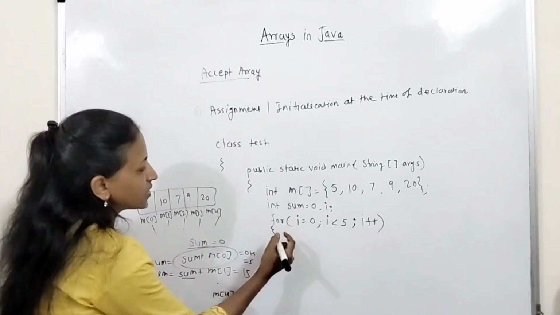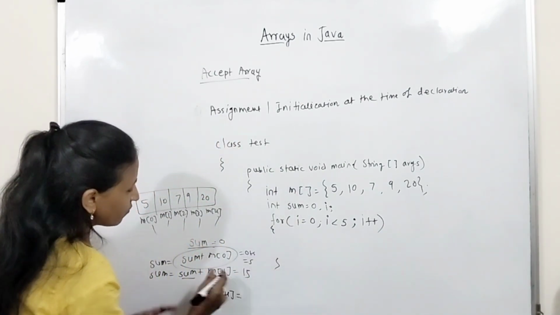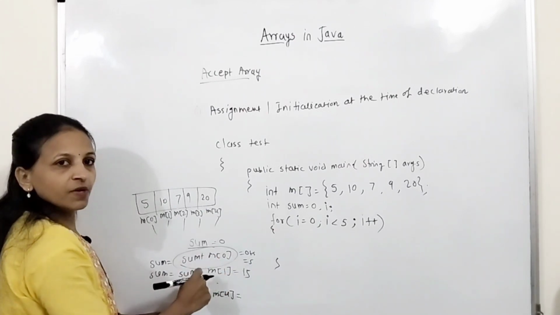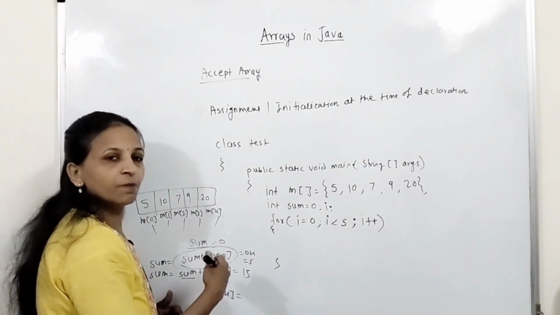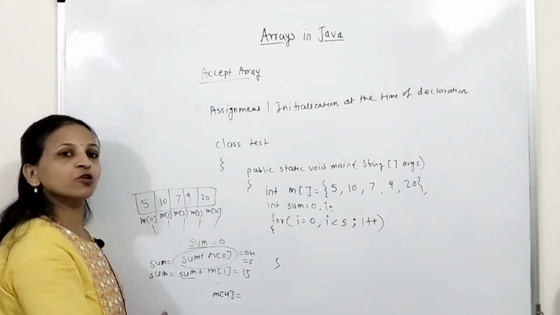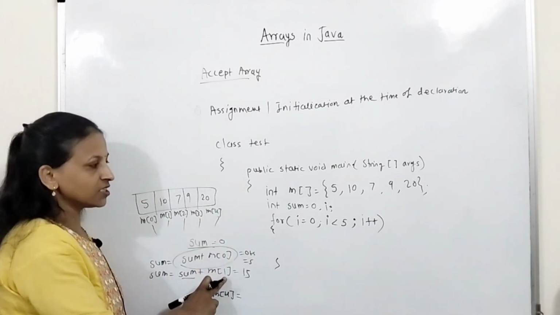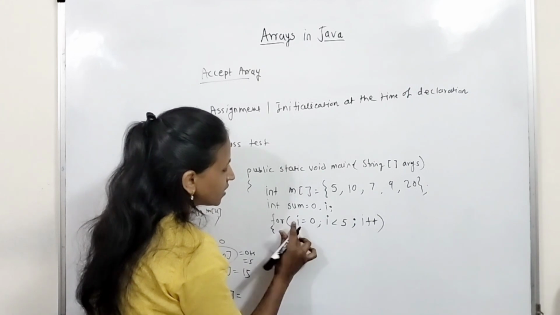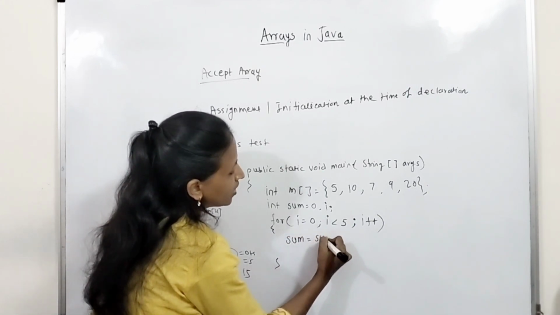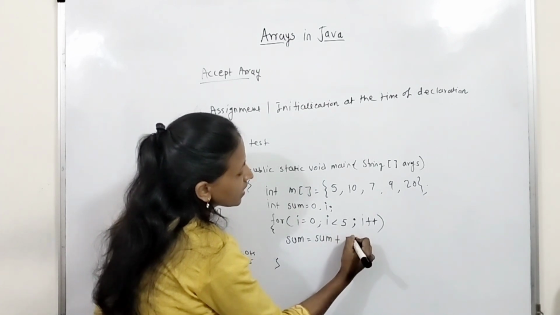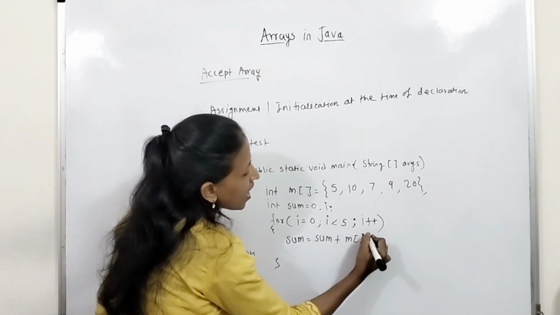Now next, what we have to write: see here, sum plus m of 0, sum plus m of 1, means sum equal to sum plus m of 0, sum equal to sum plus m of 1. In this way we have to repeat all these statements. Only the index is changing. That's why we can put the statement like this: sum equal to sum plus m of I.